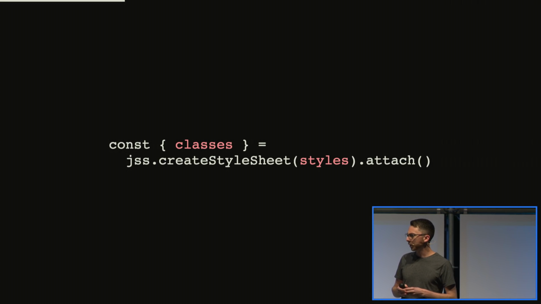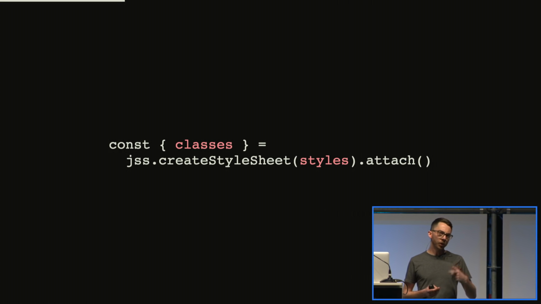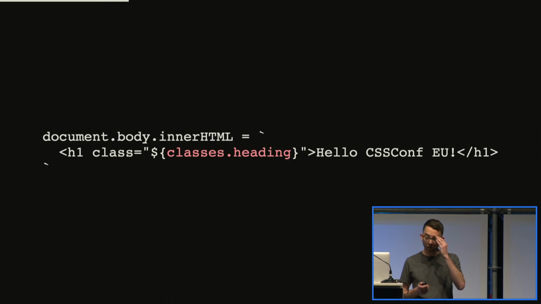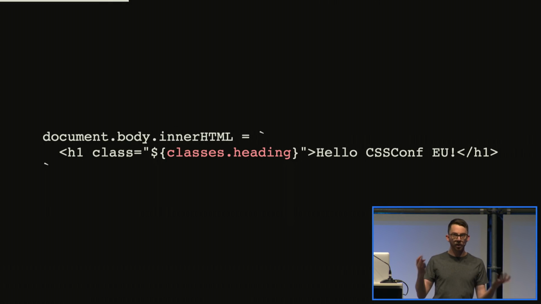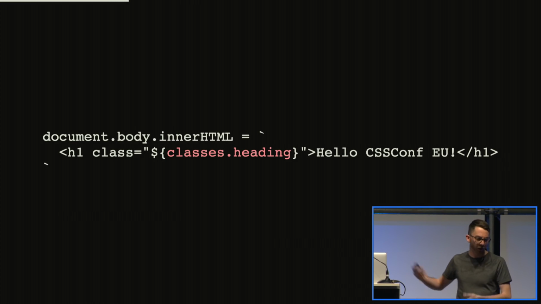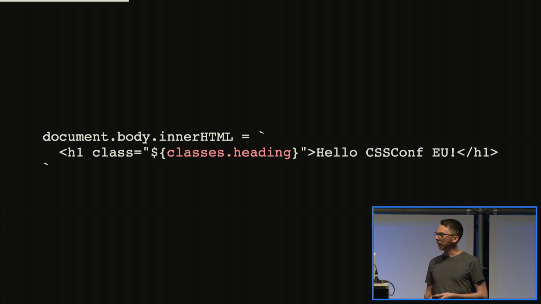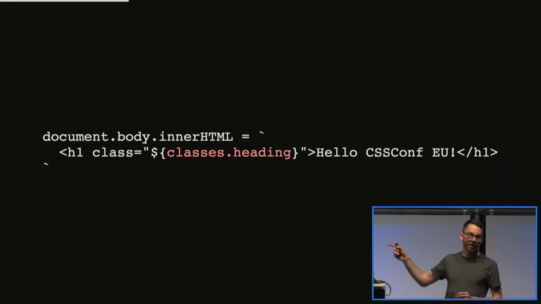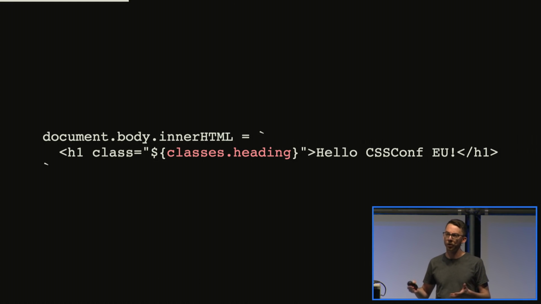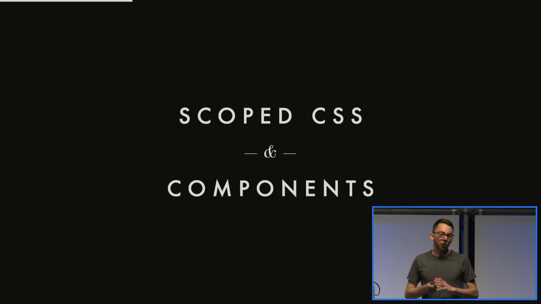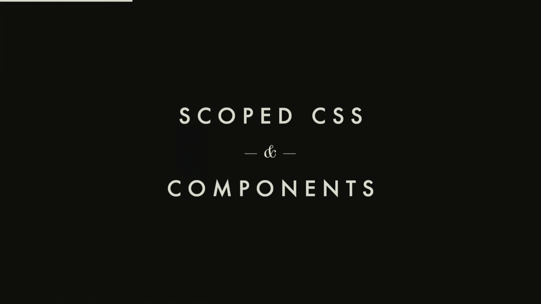When you attach these styles to the document, that's the moment at which it hands the classes to you. So now you have a reference to those classes. And when you insert some markup into the document, whether it's by some fancy framework or even just inner HTML, you can now interpolate those classes into the HTML like so. So here our class is classes.heading, and that evaluates to a string that was generated by the library, not by us. So scoped CSS is all about scoping to components.